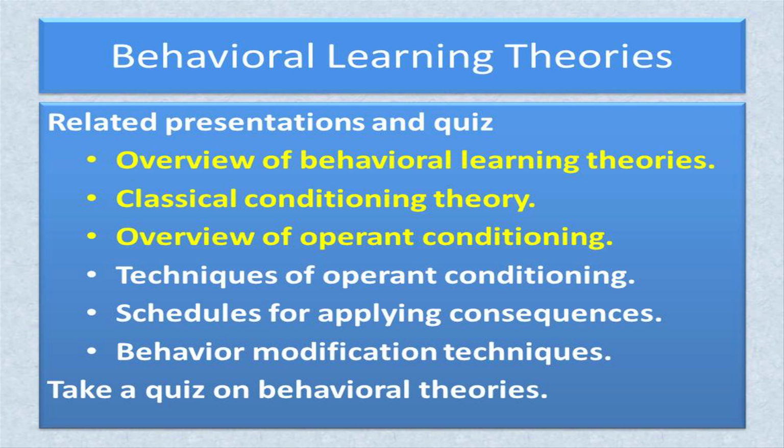This concludes the presentation on using operant conditioning techniques. Previous presentations focused on an overview of 3 behavioral learning theories: classical conditioning, operant conditioning, and contiguity theory, a more complete introduction to classical conditioning theory, and an overview of operant conditioning theory. The next presentation provides an introduction to schedules for applying consequences. Then there's a summary presentation on using behavior modification techniques from both classical and operant conditioning theories. Additionally, there are several short quizzes that learners can use to check their understandings of the different learning theories.